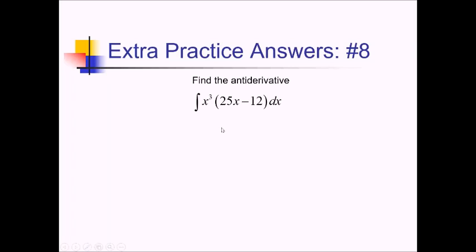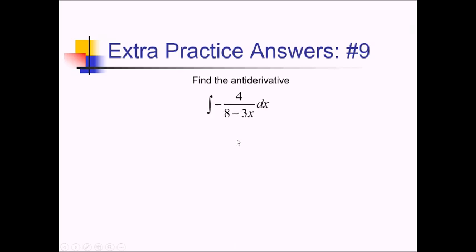The easiest way to take this antiderivative is going to be to simplify by distributing this x cubed. So we're going to have 25x to the 4th minus 12x cubed. And now I can just use my reverse power rule. So this first exponent bumps up to 5. Dividing by that, we have 5x to the 5th. And this next exponent here, this is going to become a 4. Dividing by that, we have 3x to the 4th, and we're subtracting that. And then we have our plus c.